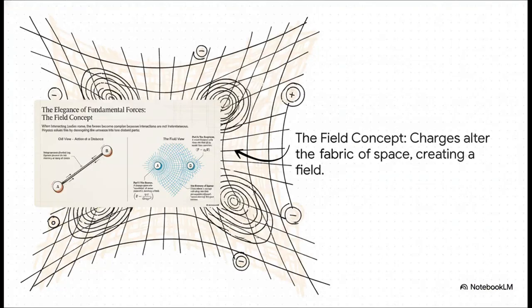Now, one of the most powerful ideas here is the concept of a field. The old way of thinking was like spooky action at a distance, where the sun just magically pulls on the Earth across empty space. But the field view is much more elegant. It says a charge or a mass doesn't pull on another object. It changes the space around it. It creates a condition in space, a field. Then another object just responds to the field right where it is. It's a beautiful idea that solves a lot of problems.